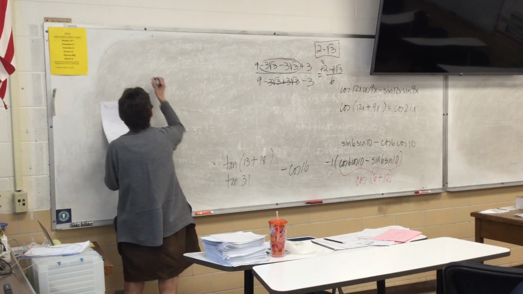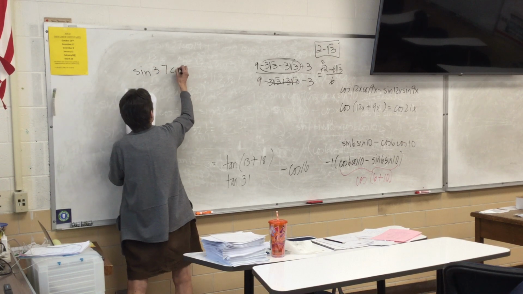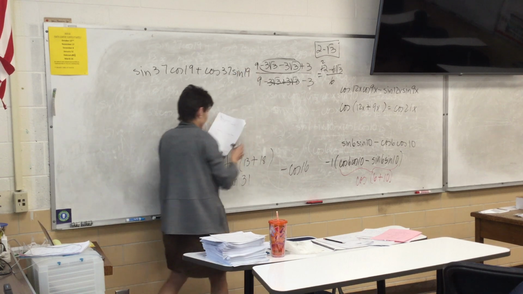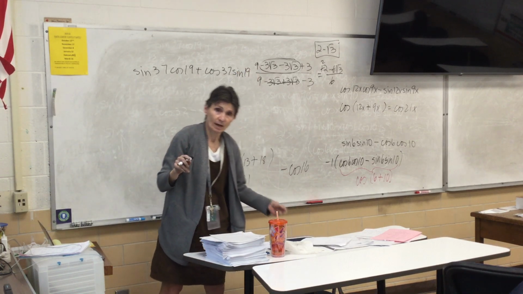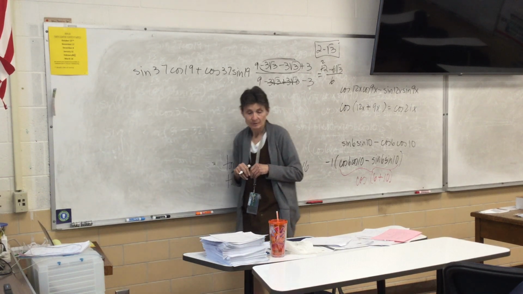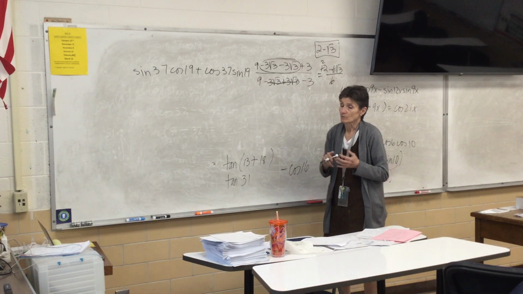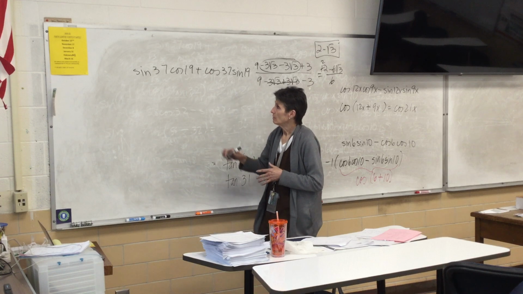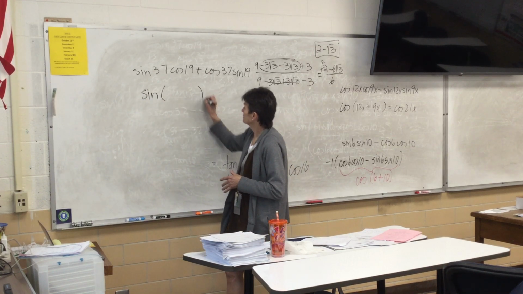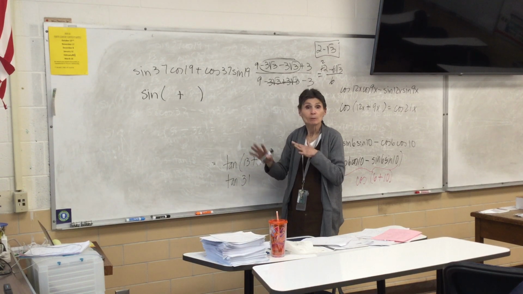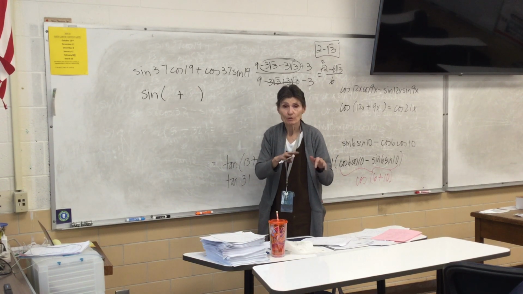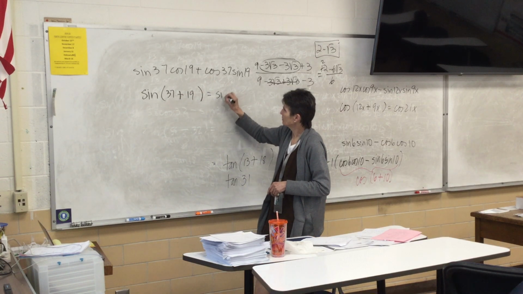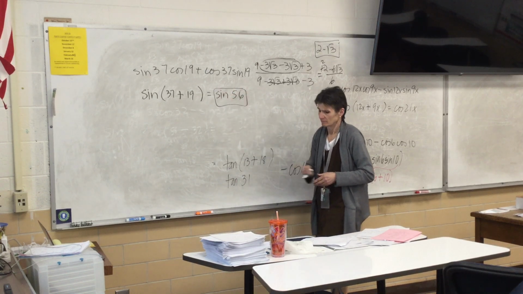Here we go. So this one kind of went off the page. It's sine 37 cosine 19 plus cosine 37 sine 19. So it's sine cosine plus cosine sine. That's a formula for the sine of a sum, U plus V. Look at the pattern on your colored sheet. So it's 37 plus 19, which would be the sine of 56.